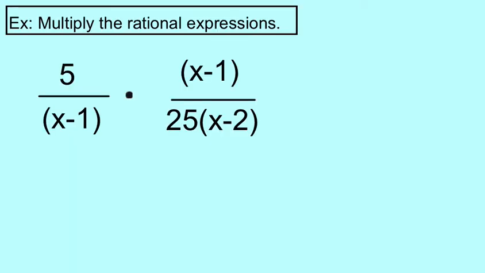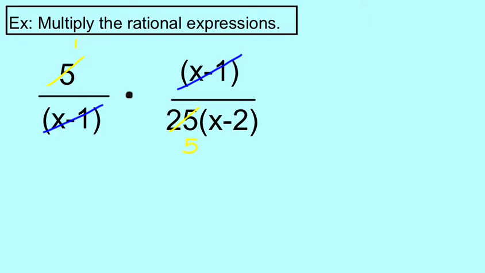We have two fractions and they're multiplied together. Before we multiply them together, we want to see if anything cancels. So we look at common factors. There's a common factor with x minus 1 and x minus 1, so those cancel. There's also a common factor with a 25 and 5. This can reduce by 5, and this can reduce by 5.